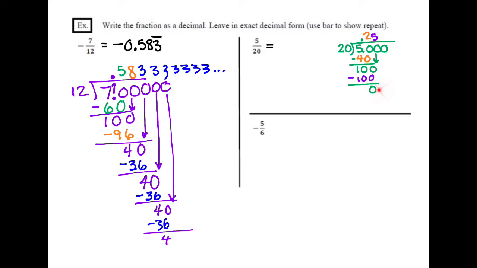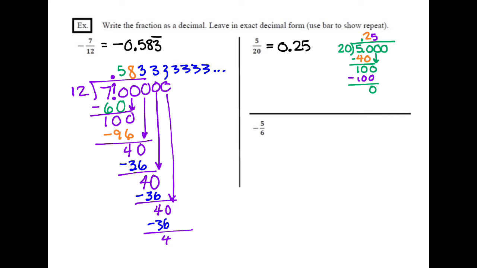And since I have a 0 here, that's an exact answer. I don't need to put a bar over anything because nothing repeats. Okay, so the answer for this one then is just 0.25. And you're done. Okay, there is no trick to using the 2 and the 5 here to make the 2 and the 5 here. That's just a coincidence. If you look over here, see 7 and 12, there are no 7s and 12s over here.